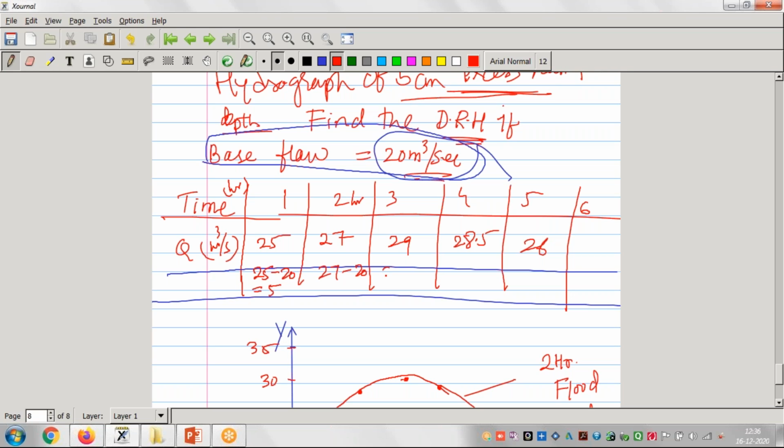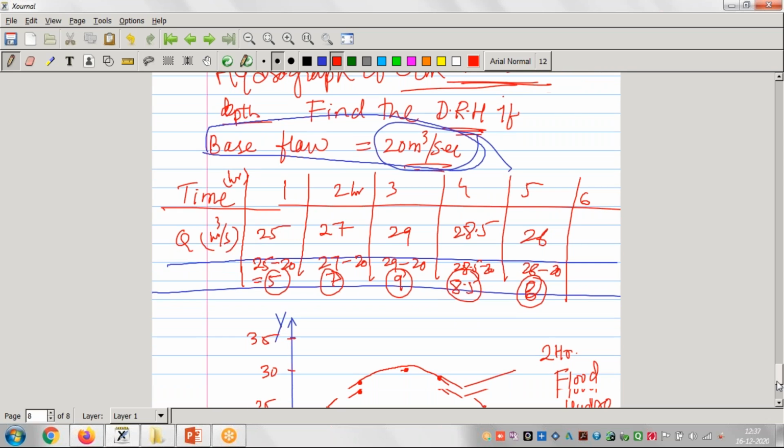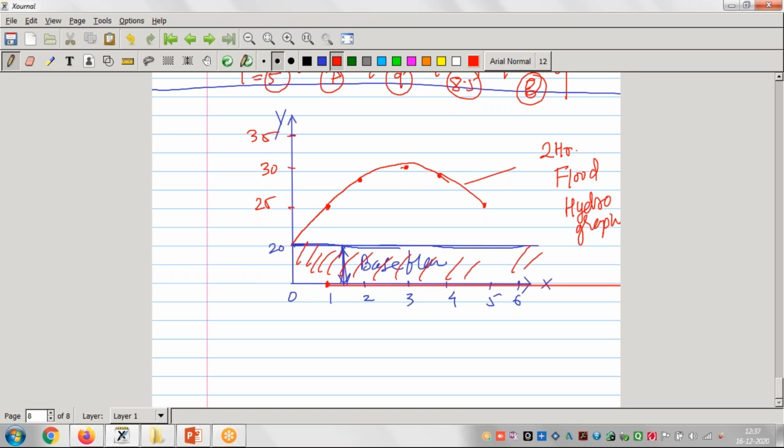27 minus 20, 29 minus 20, 28.5 minus 20 and 26 minus 20. I will get something. This will be 7, this will be 5, this will be 9, this will be 8.5, and this one will be 6, right? So if I do not draw this, and if I draw only the upper portion, then that will be my direct runoff hydrograph.